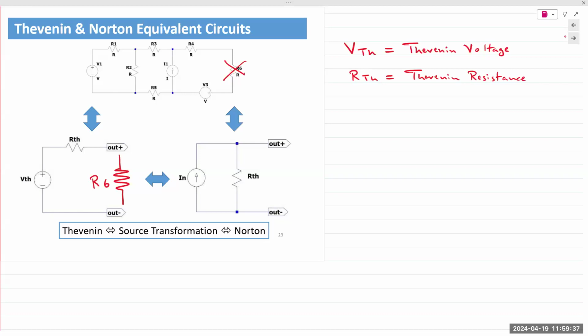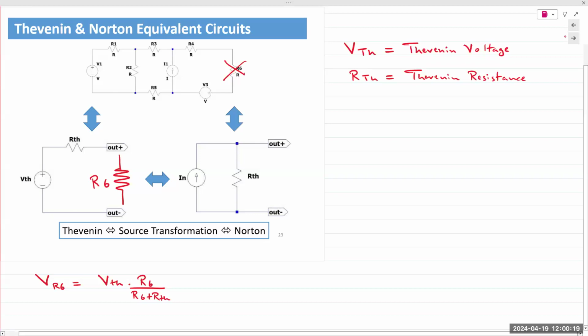Now VR6 is a one-step answer, because VTH and RTH do not change. So you could take multiple values of R6, plug them into this equation, and calculate VR6 as many times as you need. But the large circuit is analyzed only once. You find the Thevenin voltage, you find the Thevenin resistance, and that's it. All other values of R6 can be determined in one step. That, in short, is Thevenin's theorem.